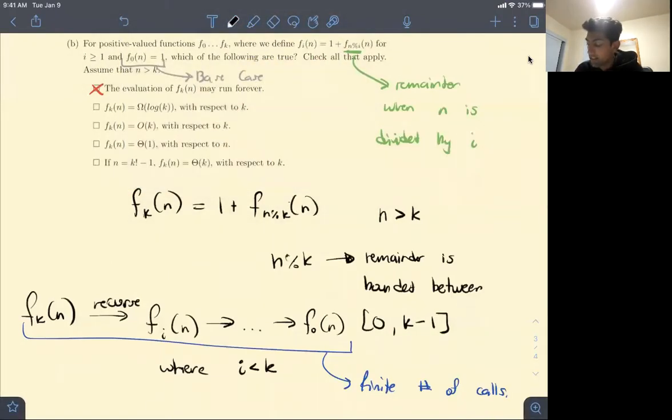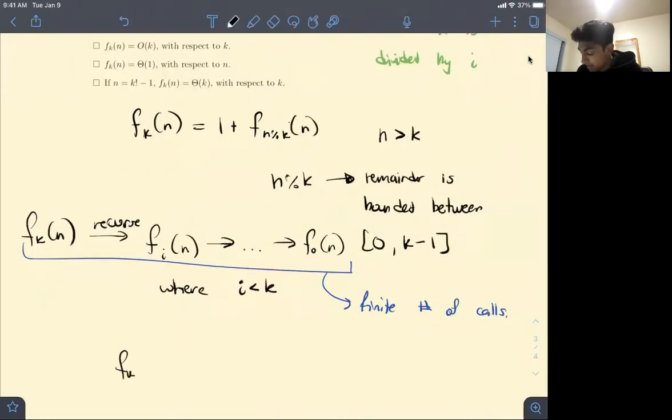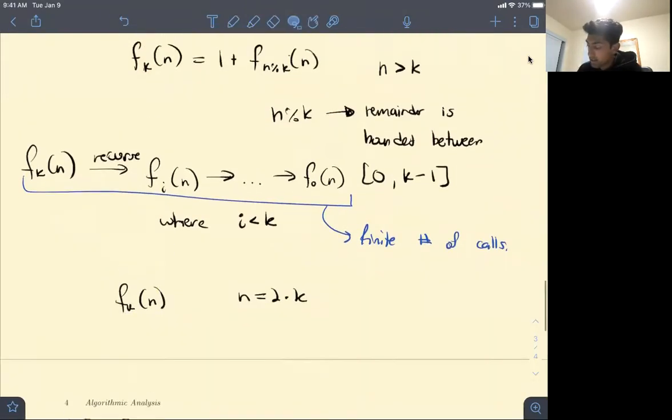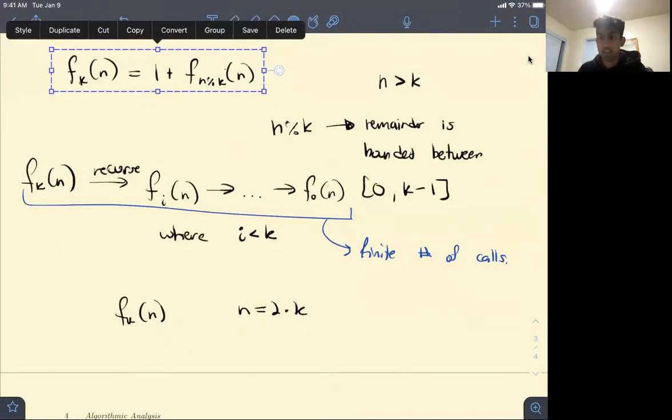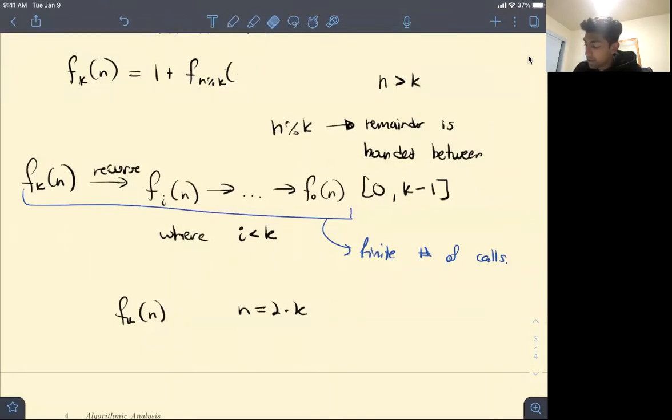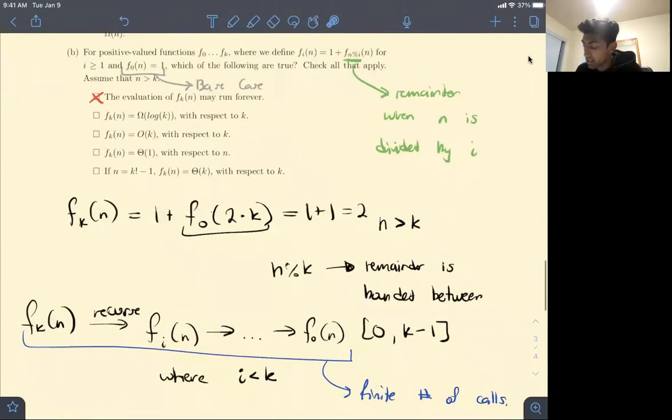An easy way to see that for ourselves is if we're considering f_k of n, where n is equal to 2 times k. Since this is how we define f subscript k of n, if n is equal to 2 times k, then n mod k is going to be equal to 0 because k divides 2 times k. So what's going to happen is that this calls our base case. We can see that this value is 2, and it's independent of k. So this is actually a constant.